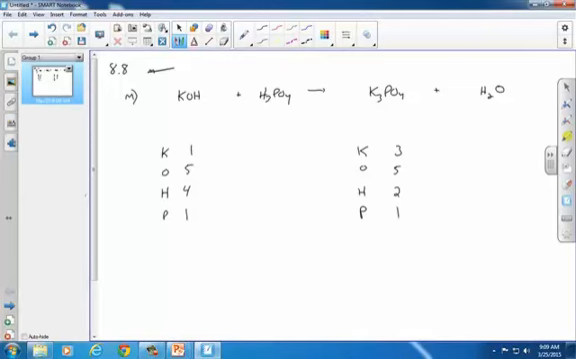If you're having trouble with this part of it, you probably need more practice just looking at formulas and counting up the elements. Remember the subscripts. The subscript tells you how many of each element are present in that compound that's combining elements together. So it's just a matter of counting that up.